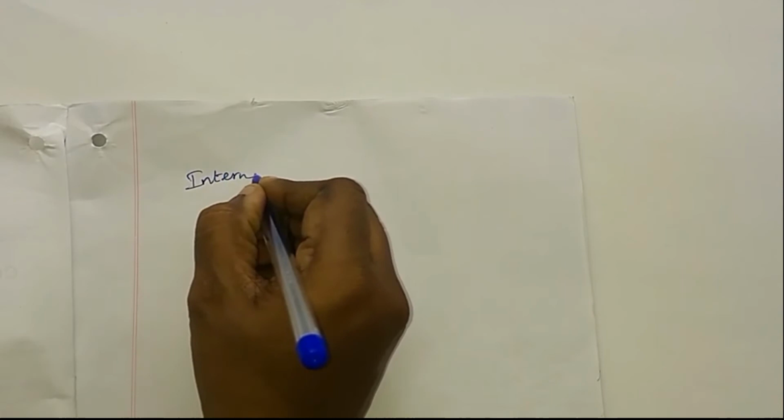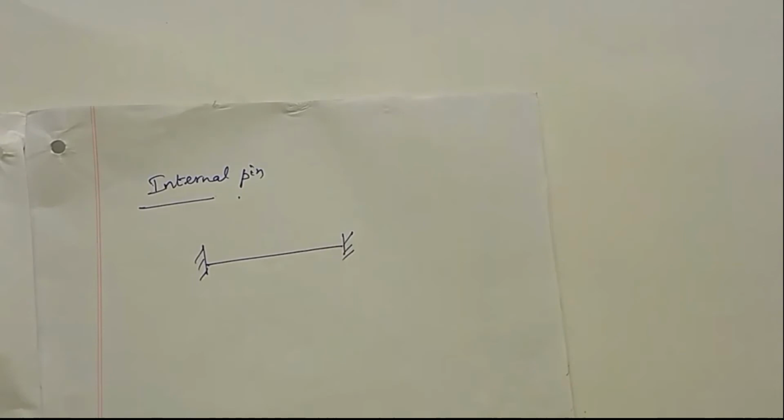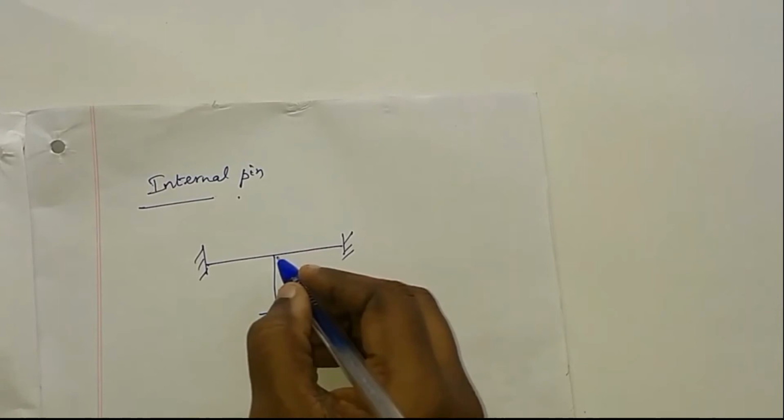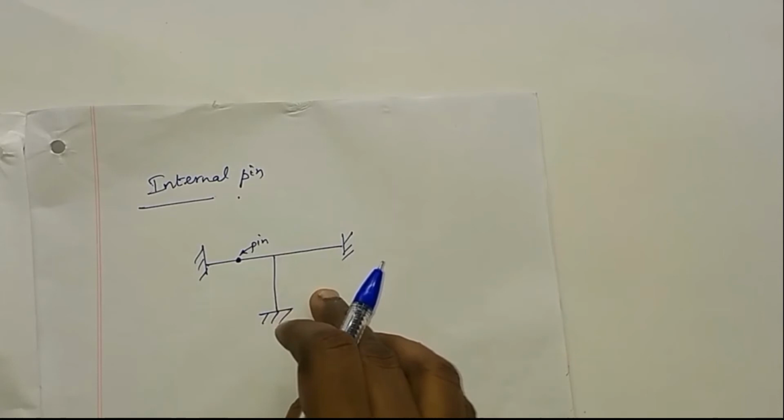So next important is if there is some internal pin, what will be the effect? Internal pin. So let me draw a beam. Next we shall see what is the effect of internal pin in a structure. So let me form a frame. There is an internal pin somewhere here, internal pin. How does this affect static indeterminacy? It is an open structure. It is a two-dimensional structure.